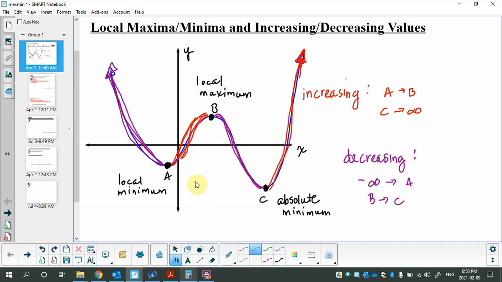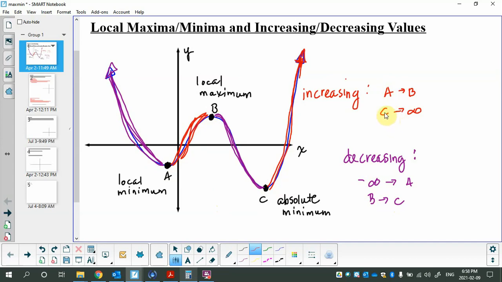So if you take a look at this picture, this is going downhill. And that means from negative infinity till you get to point A, that is where this function is decreasing. It is also decreasing from B to C. And I've said that here. Improperly, but still you get my point, I hope. Increasing from A to B, so you're going uphill in that section, and also increasing from C all the way to the right, so that is positive infinity.